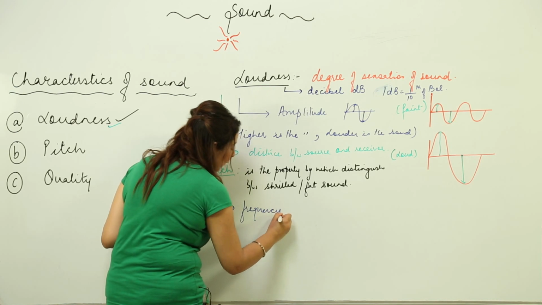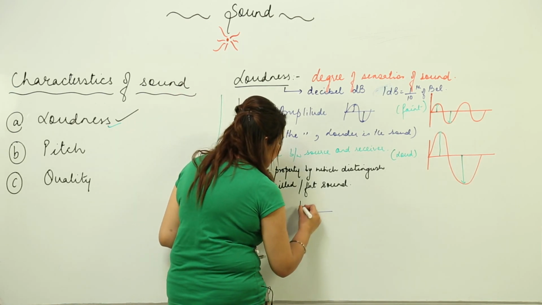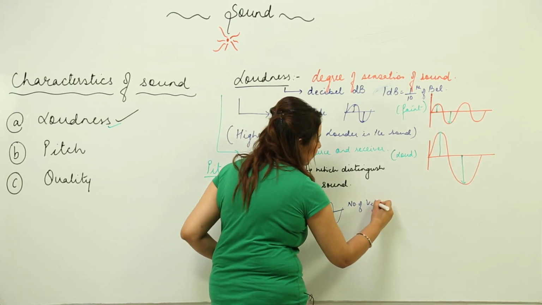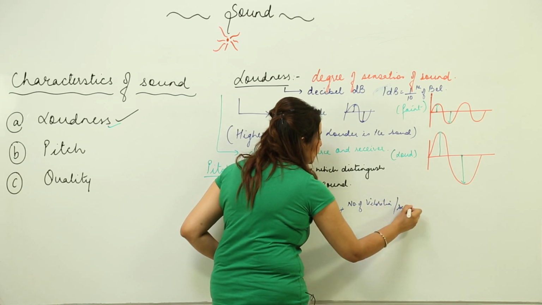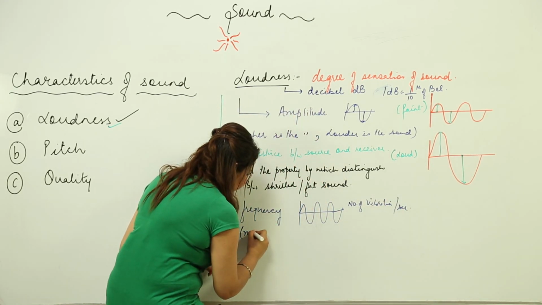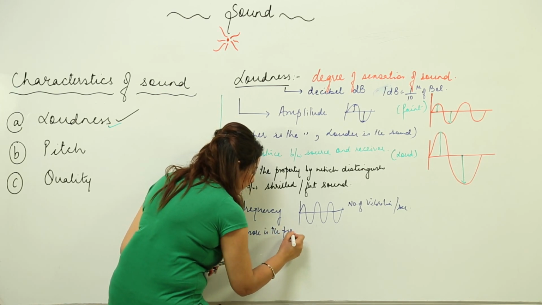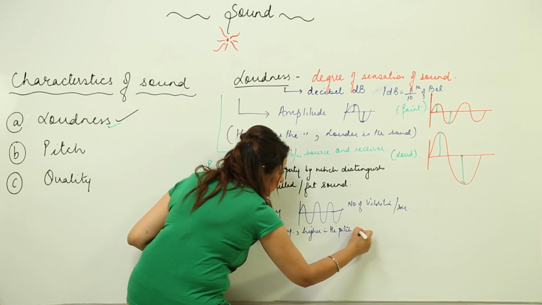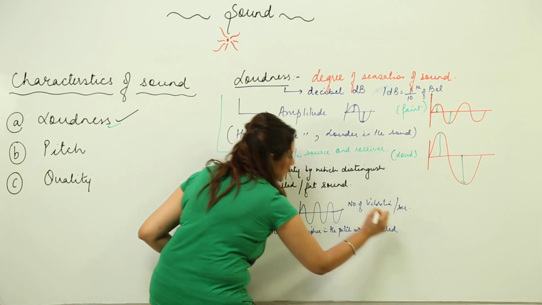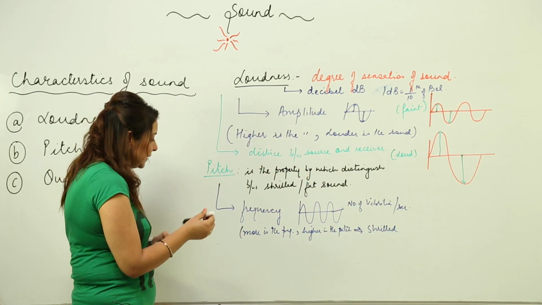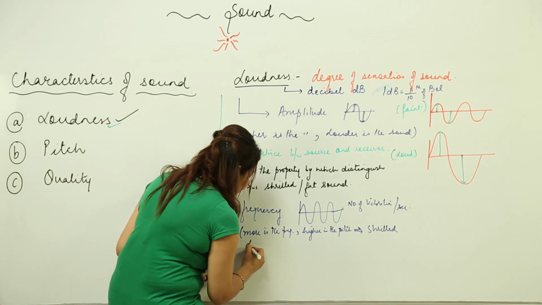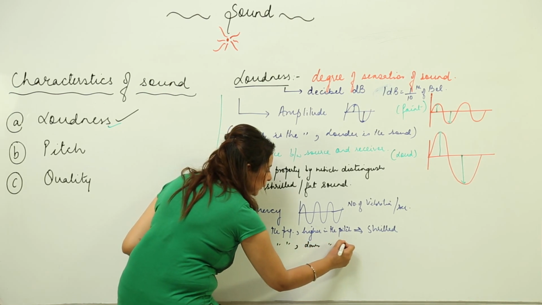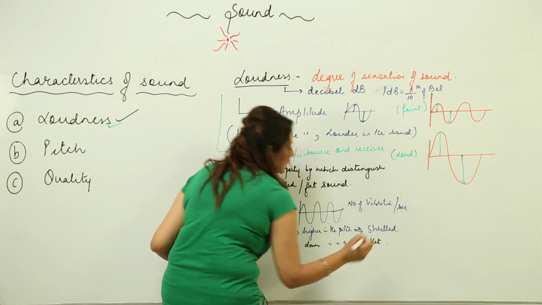Pitch actually depends upon frequency. And what is frequency? As we have already discussed, it is the number of waves produced in 1 second. We know that the number of waves, or we can say the number of vibrations, one and the same thing, produced per second. So the more the frequency, the higher the pitch. Higher pitch means a shrill voice, that means a sharp voice, and vice versa. The lower the frequency, the lower the pitch, and the sound is deep or flat.